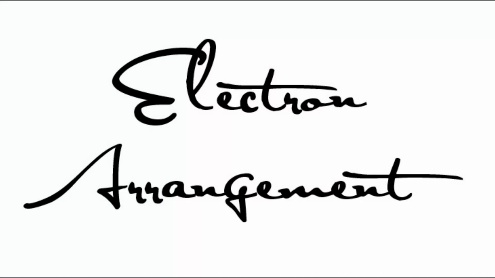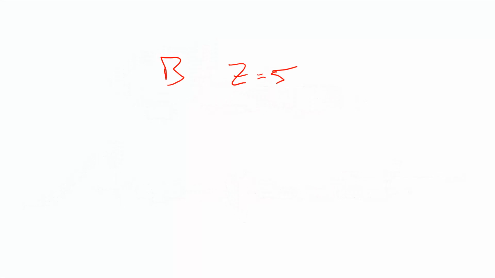Alrighty, let's have a quick look at writing the electron arrangement, also known as the electron configuration. We'll start with boron. The atomic number of boron is 5. Remember, capital Z says atomic number. It's German, the word Zahl, meaning number. So Z is atomic number 5.